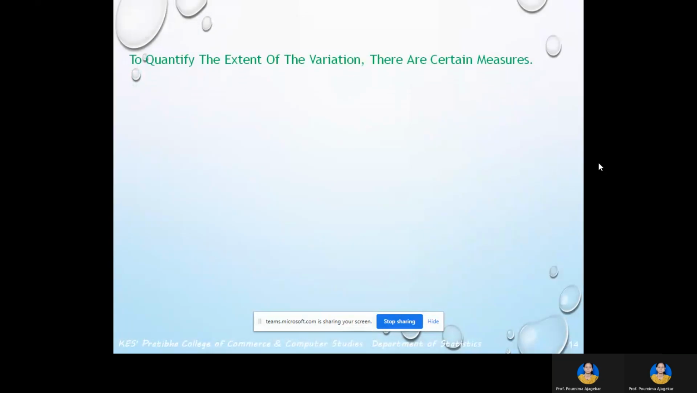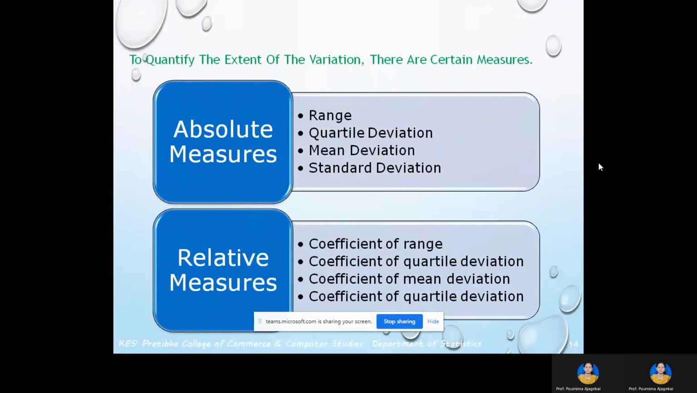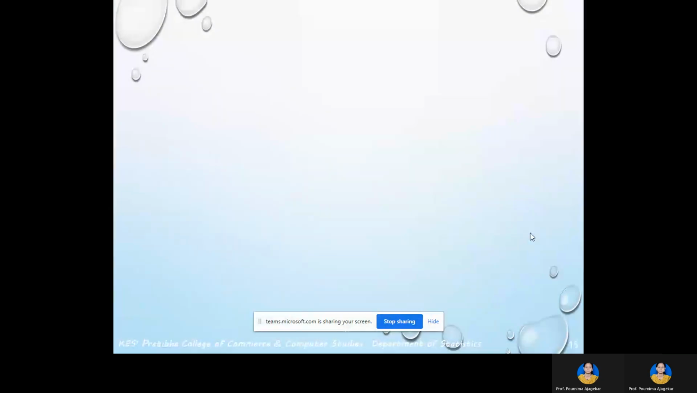To quantify the extent of the variation, there are certain measures. Range, quartile deviation, mean deviation, standard deviation: these are absolute measures of dispersion. And coefficient of range, coefficient of quartile deviation, coefficient of mean deviation, and coefficient of variation are the relative measures of dispersion. So we will see each measure of dispersion one by one.